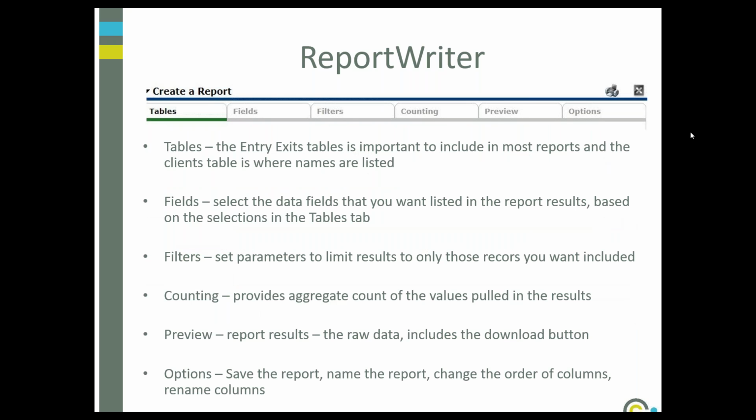As we go through, I'll show you how to build a report and also some reports that are already in the system that you can use. Tables are going to be the entry-exit tables and the assessments that you're telling the system to search for the fields that you want. On the Fields tab, we go through which data we want included in our report. It doesn't have to include everything in those tables, but what specific fields do you want included in your Excel form? And then finally, the filters set the parameters that limit the results.